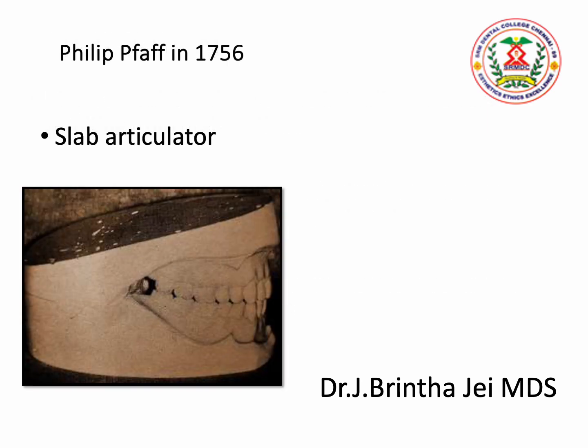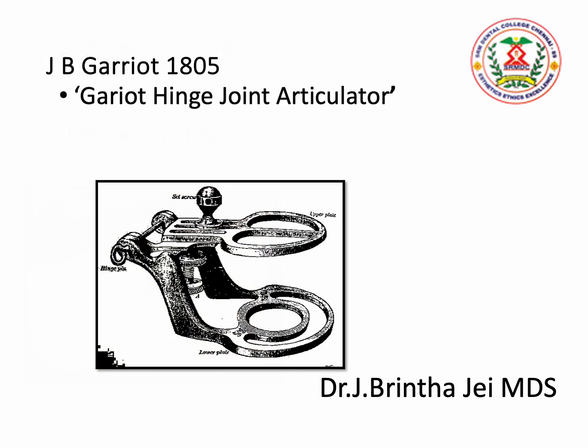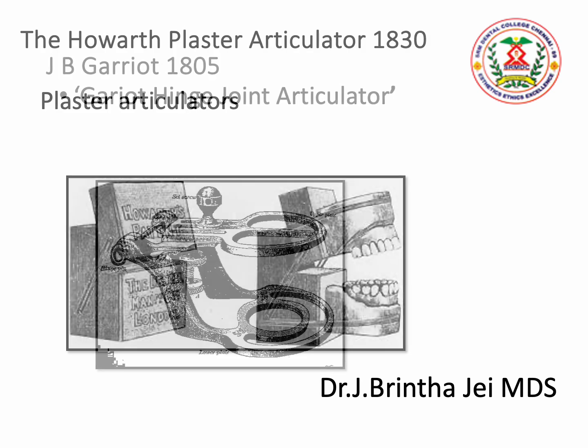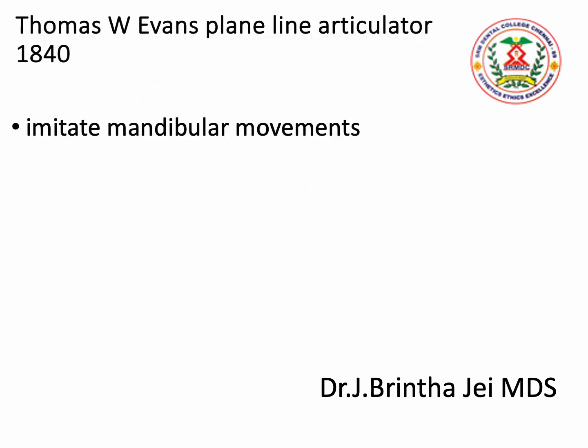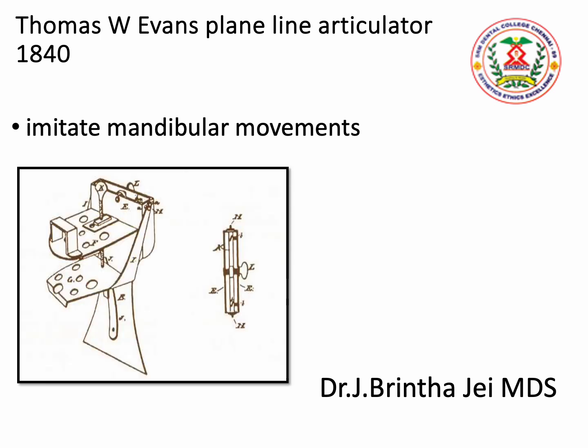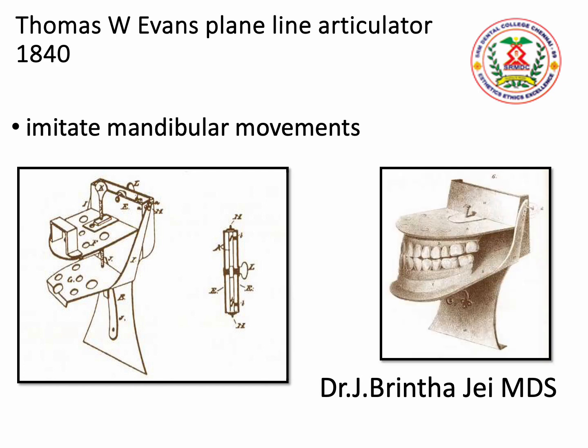Going on to a little about the history of articulators. The first articulator, the slab articulator, was introduced by Philip Pfaff in the year 1756. Then Garriot's hinge joint articulator, which was introduced by J.B. Garriot in the year 1805. Next comes the plaster articulator. It was introduced by Howard in the year 1830. Then Thomas Evans introduced the plain line articulator, which imitates the mandibular movements. So it is similar to how the mandible is, it is represented in the articulator.